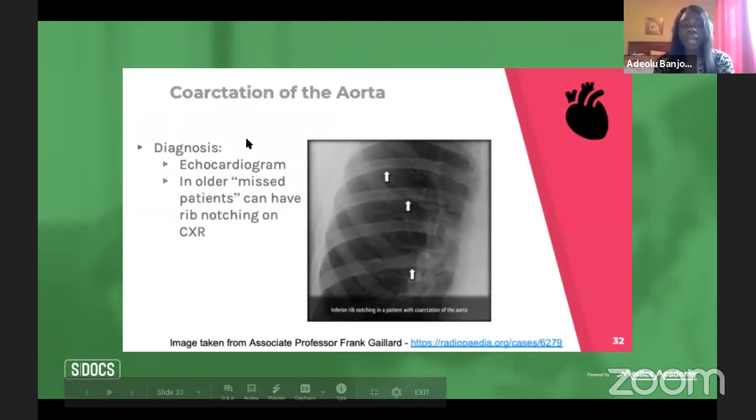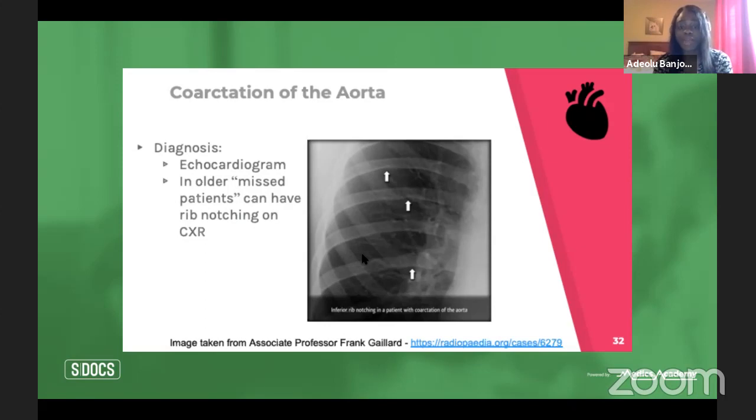So to diagnose, you would again use an echo for definitive diagnosis, but in older patients that might have their coarctation missed, they would develop something called rib notching, which you would see on a chest X-ray. And that's just because you get increased intercostal vessels that start to bulge, and that's just to create another pathway from your top part of your aorta to your bottom half of your body.